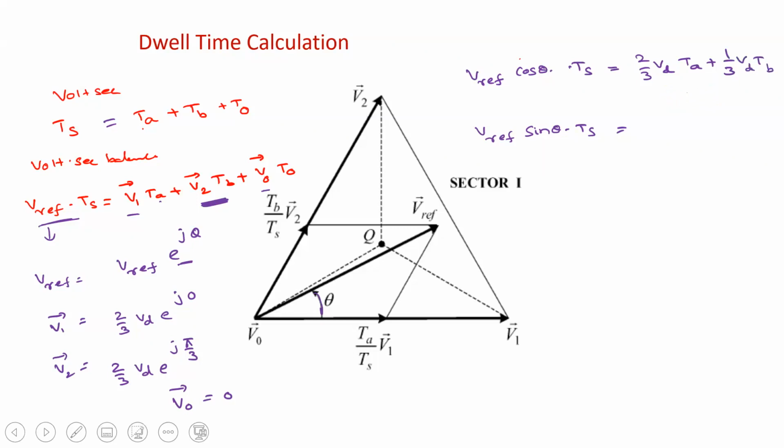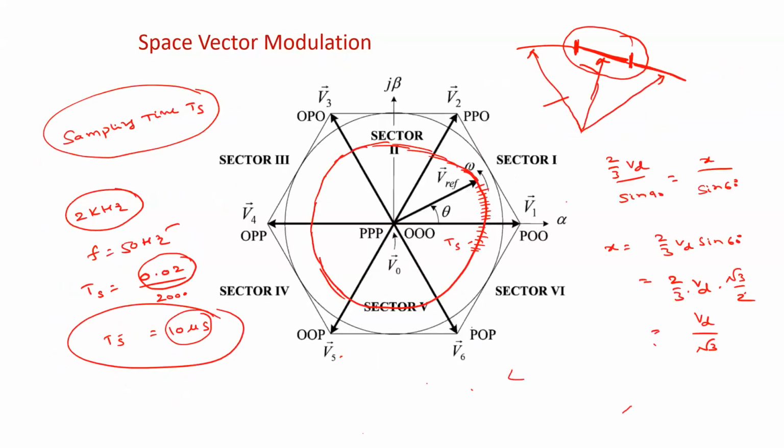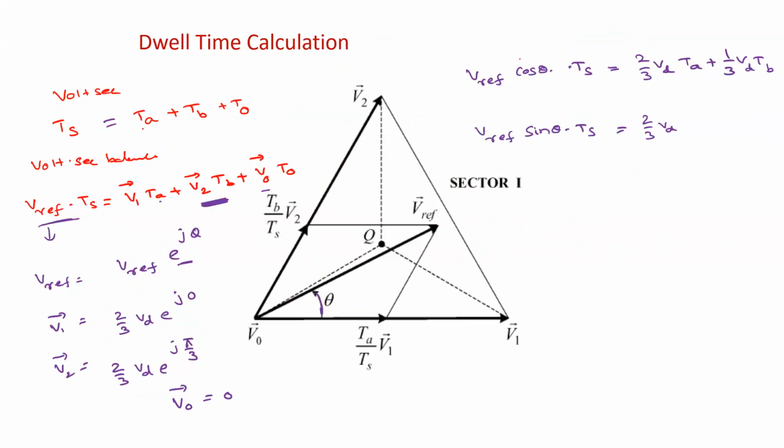Similarly, on this side, so that means J terms. So this one is T V1, so that is 2 by 3 Vd into sine 0. Sine 0 is 0, that means there is 0 here. Plus 2 by 3 Vd into sine pi by 3. So what is sine pi by 3? Sine pi by 3 is root 3 by 2. So this overall thing is 1 by root 3, just check it out if I'm wrong, so Vd into TB.